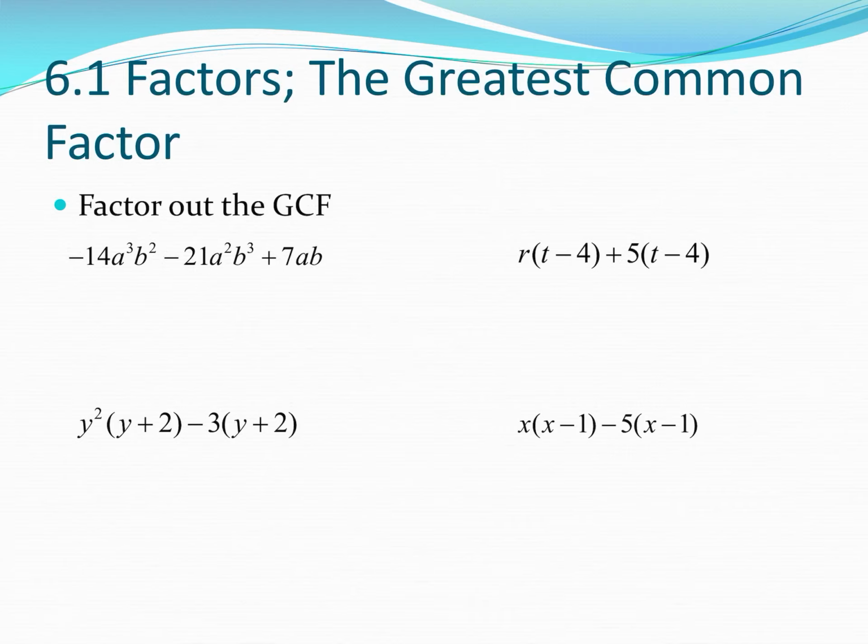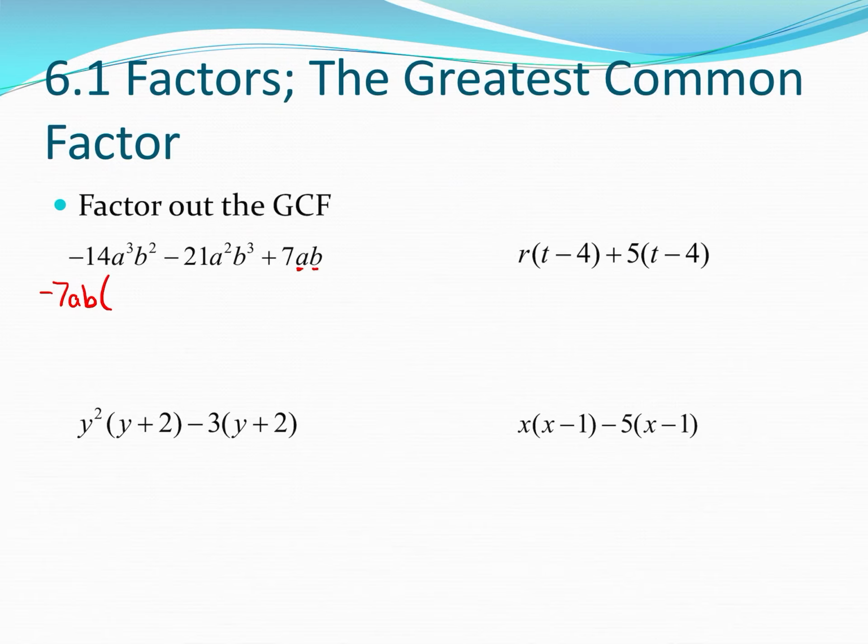So when you look at that, you notice with the numbers, I hope you notice that 7 goes into all those, right? 14 is 7 times 2, and 21 is 7 times 3, and 7 is 7 times 1. And then they all have an A and they all have a B. But they only have one A and one B, right? Because this last term only has one A and it only has one B. So our greatest common factor is negative 7AB. Okay? And then we're going to divide that out.